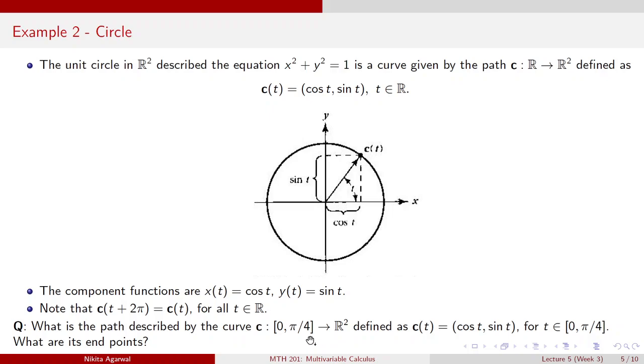One is, what is the... I'm sorry, I should have written what is the curve described by the path C. Okay, so first of all, what is the curve that's described and what are its endpoints?